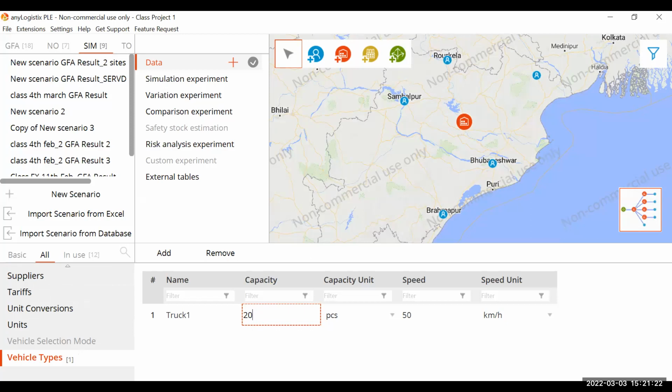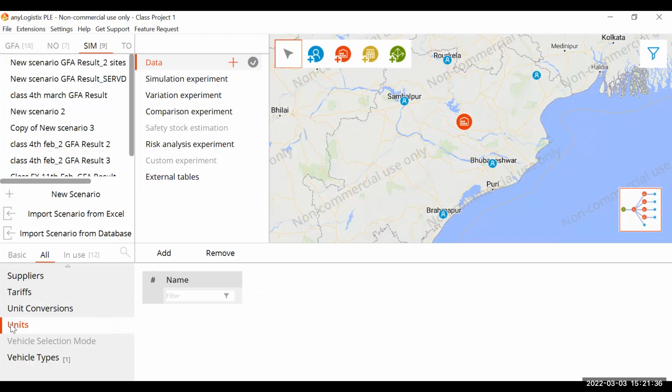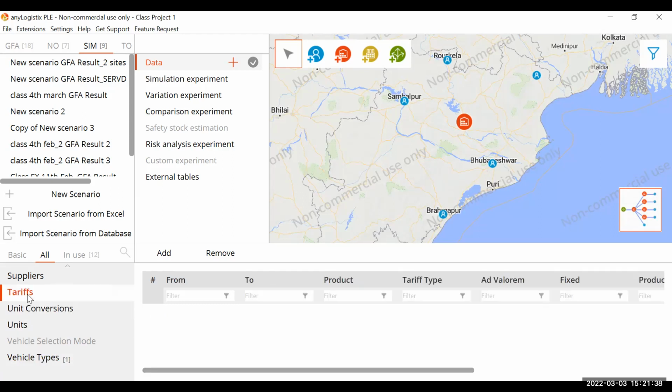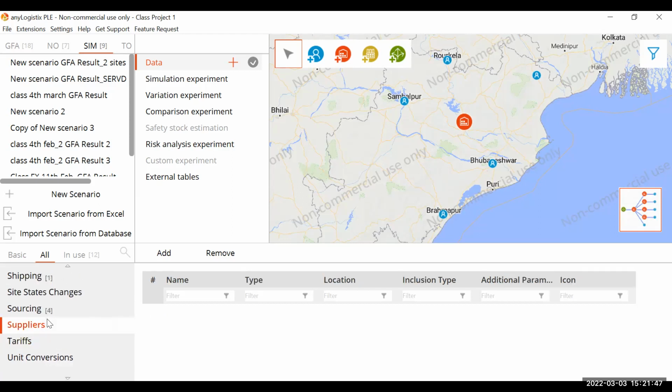Again, you can define it for different products, but we are keeping it a little bit simple, saying that it can carry a total of 20 products, right? Then speed. What is the average speed of that vehicle? I have written 50 kilometer per hour. Unit conversions, tariff. If you see, there are many different kinds of parameters overall, right? Suppliers we have not added. Later on, once we add factory, we have to add suppliers also.